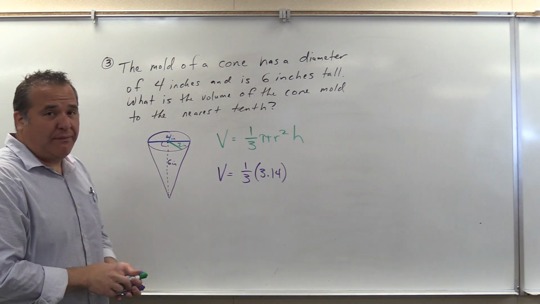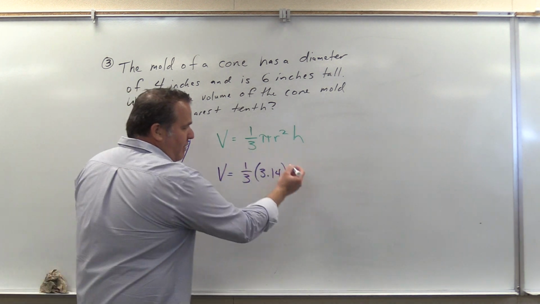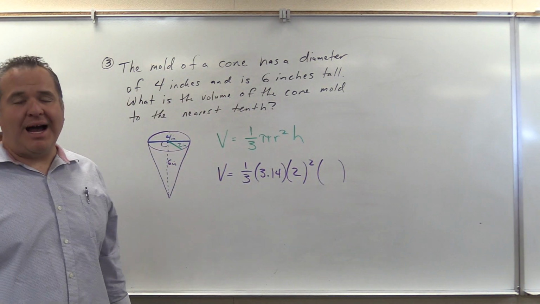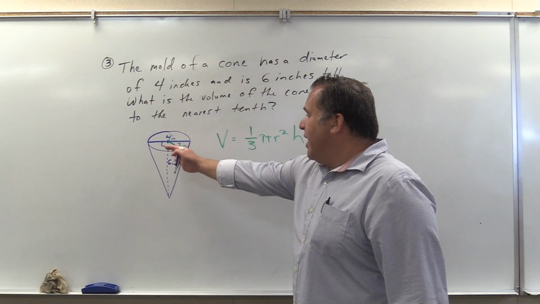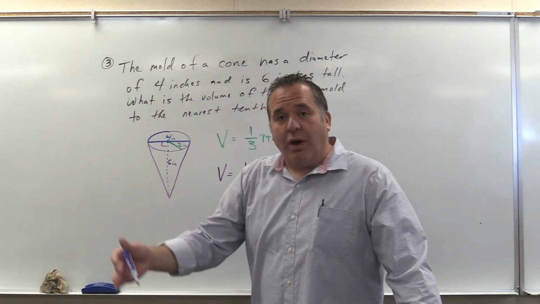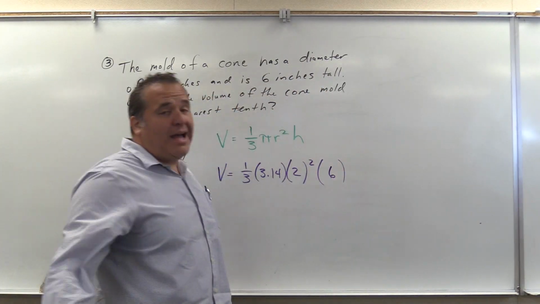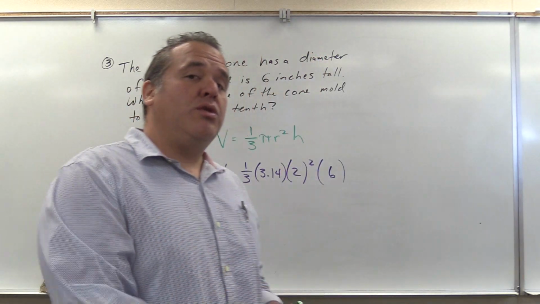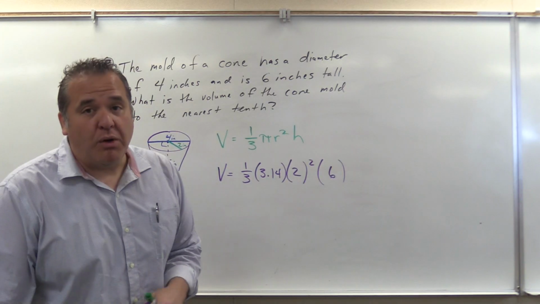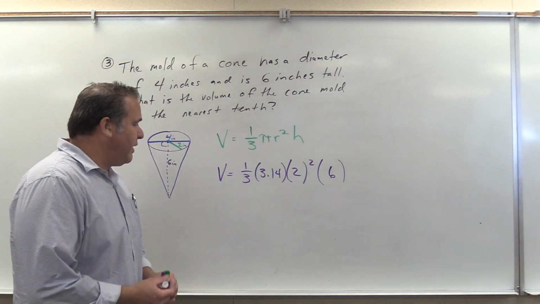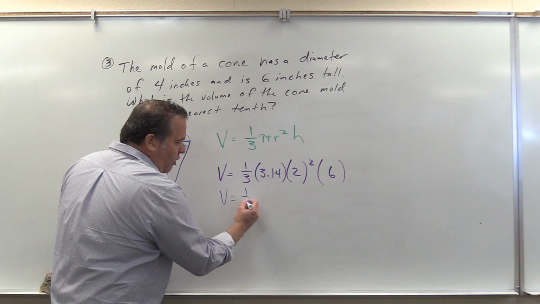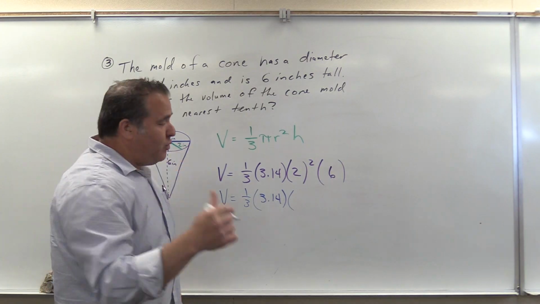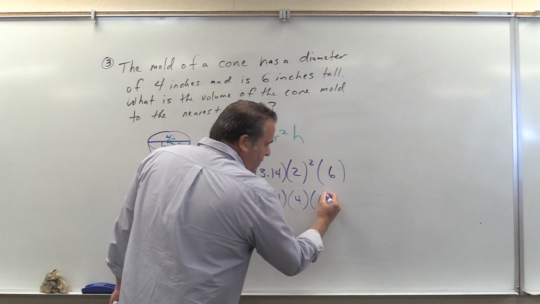So when I plug this into my formula, I'm going to say that my radius is 2. Don't forget that squared. And then we're going to multiply it times the height. Now what's the height? The height, we said, is 6 inches. So I'm going to put a 6 in here like so. Now all we got to do is do a whole lot of multiplication. Remember, the first thing you want to do is get rid of this exponent. Remember order of operations, don't forget it. So volume equals 1/3 times 3.14 times 2 squared, which is 2 times 2, and that's 4, times 6.